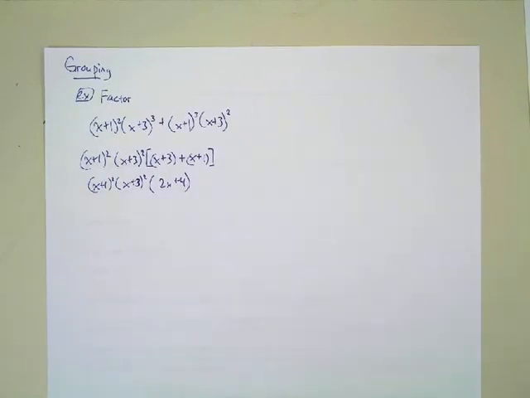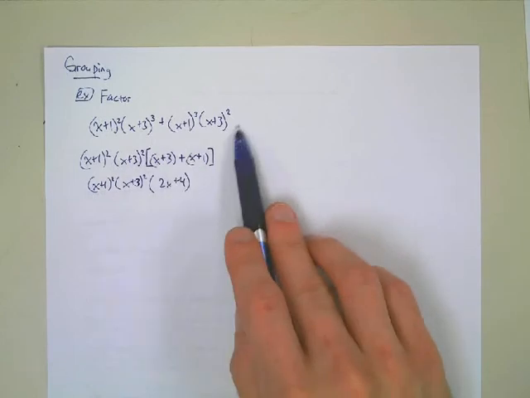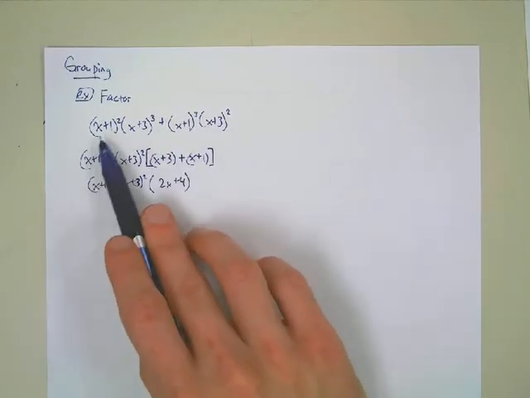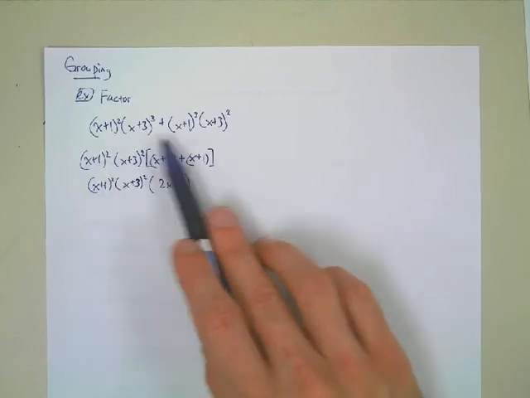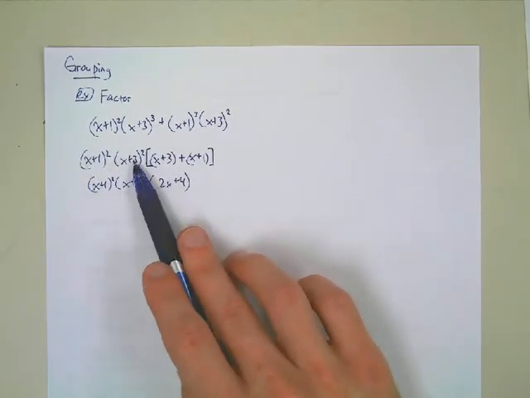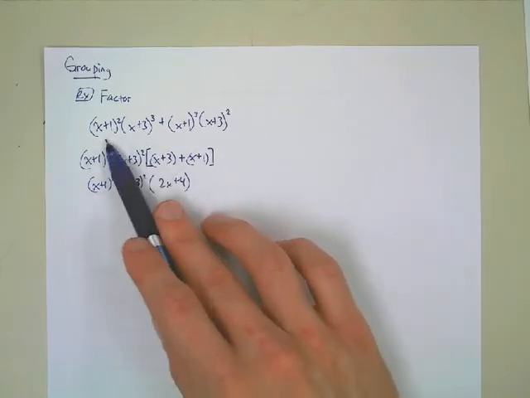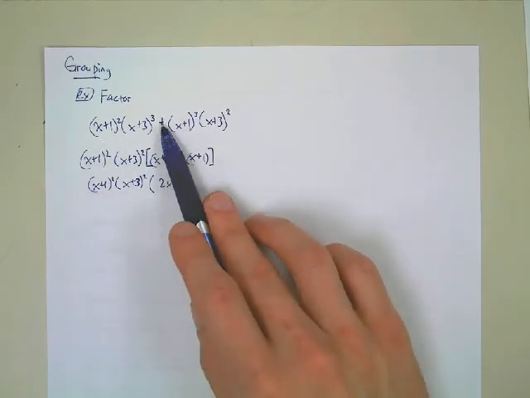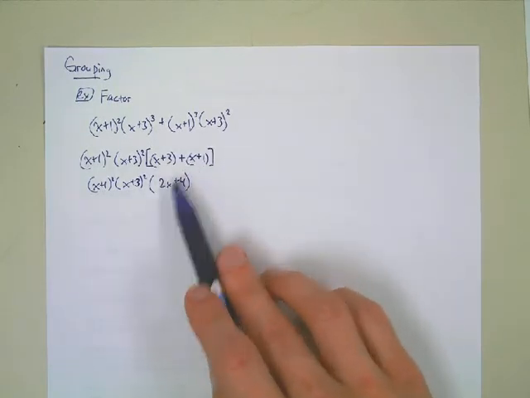Where's the 2x plus 4 from? So again, we have 2 terms being added together here, right? Between these 2 terms, we could pull out (x+1) squared from each term, and we could pull out an (x+3) squared from each term. And then what's left: the x plus 3 was left over from here, plus the x plus 1 was left over from here. And so we can combine those together. x plus x is 2x, 3 plus 1 is 4. So they're kind of like the leftovers.